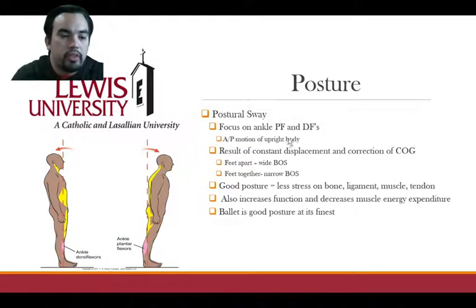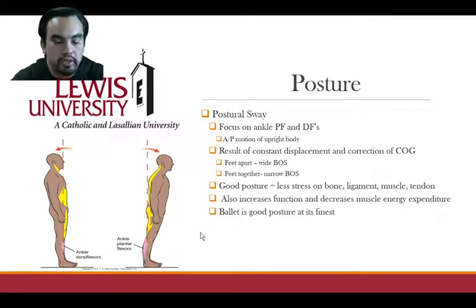Okay. Then as we're standing, a lot of times what we can see is that you might get some postural sway. What postural sway is either a posterior sway or an anterior sway, and this really focuses on our ankle plantar flexors and dorsiflexors. So you look here, if we're posterior, our ankle dorsiflexors are activated, and if we are anterior sway, our ankle plantar flexors are activated. Okay, so this is a result typically of a constant displacement or a correction to the center of gravity, right?